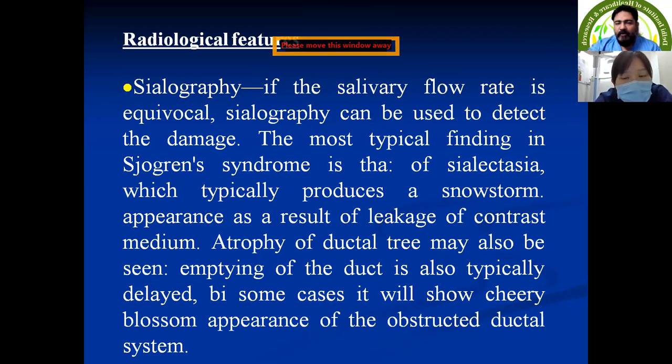The atrophy of the ductal tree may also be seen. Emptying of the duct is also typically delayed. In some cases, it will show a cherry blossom appearance of the obstructive ductal system. These symptoms we have read in the third year pathology books. Okay.